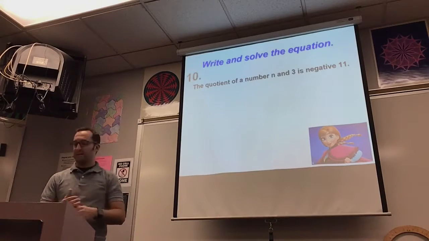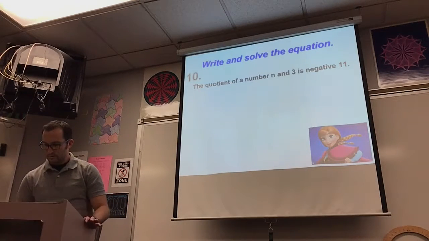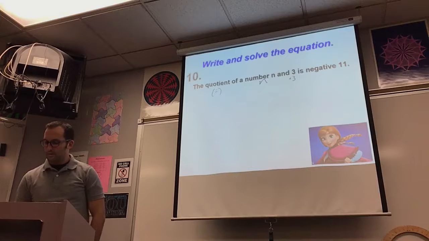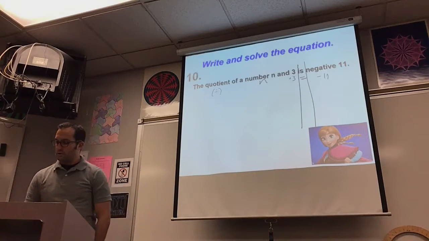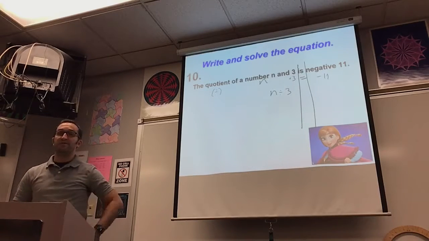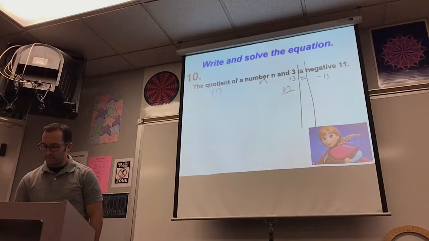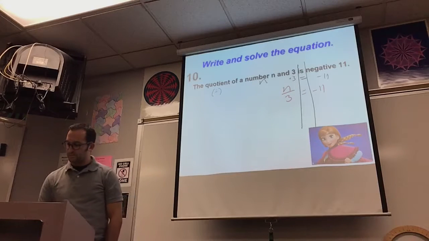Quotient of a number and n is negative 11. Okay, the quotient tells me I'm going to use a division problem. Of a number n, positive 3, is negative 11. All right, so I'm going to be dividing n by 3. There's a couple different ways to look at this, right? You can write it out like this, but I wouldn't if I were you. Whenever I see division in equations, I want to use a fraction bar. N over 3 equals negative 11, because it makes my multiplication and my canceling a little bit easier.